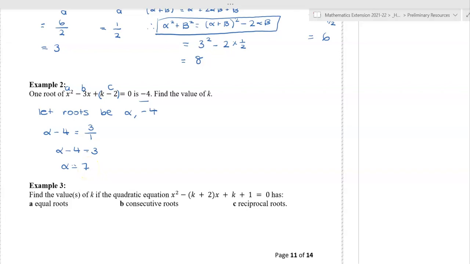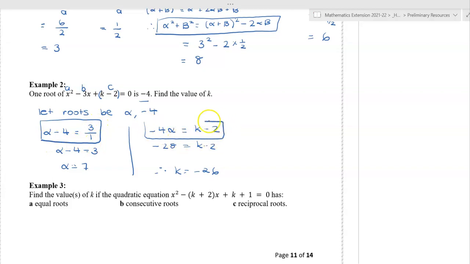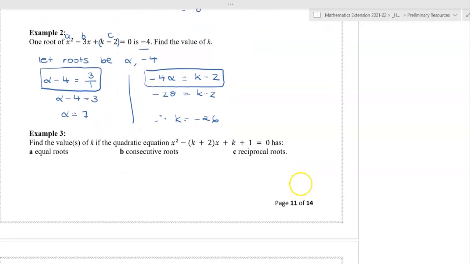All right, but it didn't ask me to find the other root. It asked me to find k. What else do I know? I know the product of the roots, alpha times -4. So -4 alpha is C on A, which is k minus 2. And I just worked out that alpha is 7, so -28 equals k minus 2. So k equals -26. So sometimes before you think too much about the problem, we just do sum of the roots, product of the roots. I'll get a mark, and then hopefully I'll realise how to solve the problem.